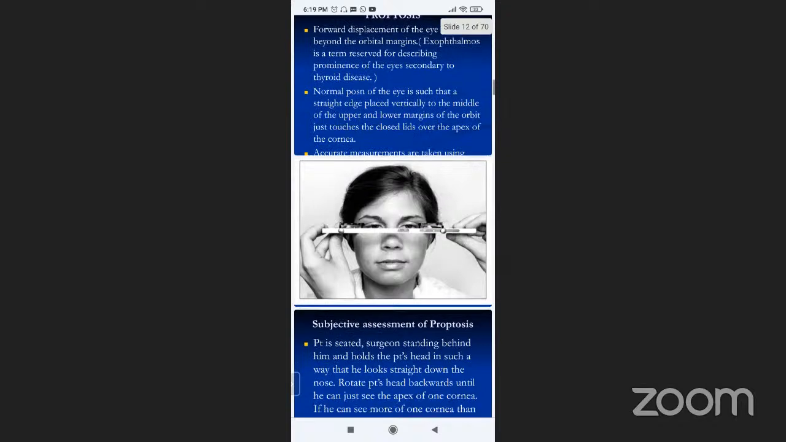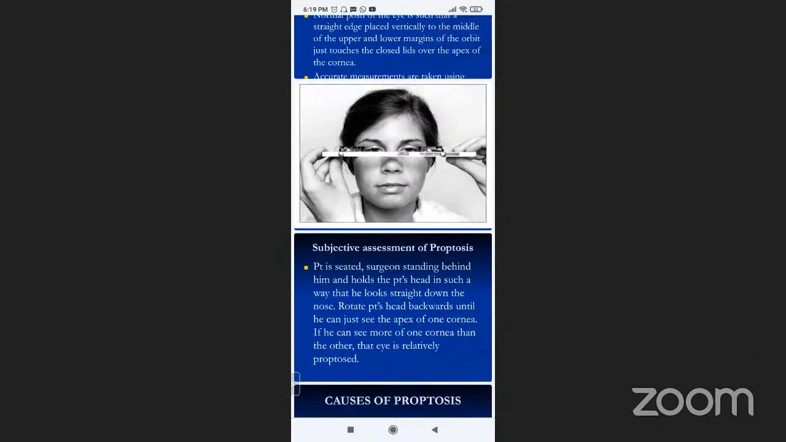So that is it. Subjective assessment is by Nafziger's method. The patient is seated, and the surgeon standing behind him holds the patient's head in such a way that he looks straight down the nose. Rotate the patient's head backwards until he can just see the apex of one cornea. If he sees the apex of one cornea earlier than the other, that eye is proptosed.